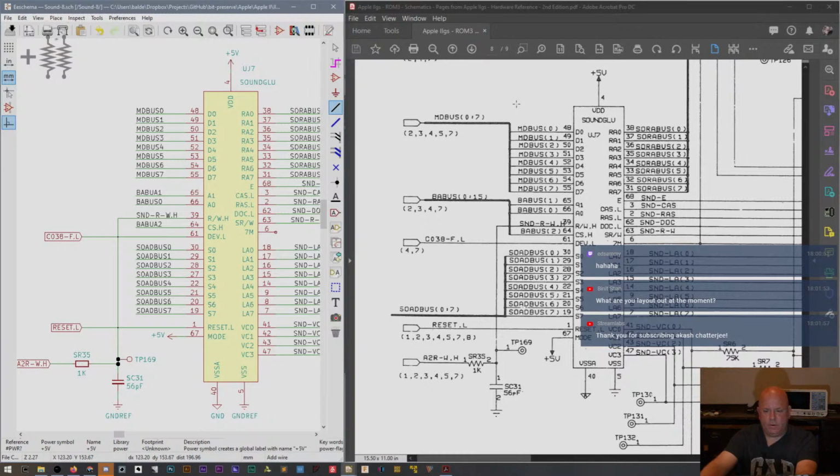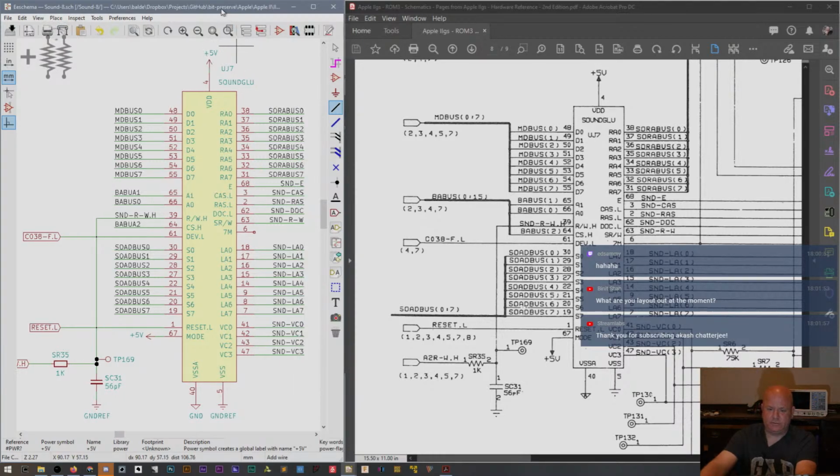So what are we laying out at the moment? We are redrawing the Apple IIGS schematic. This is part of my Bit Preserve project. If you just search Google for Bald Engineer and Bit Preserve, you'll find it. We're recreating vintage schematics for vintage computers and video game systems. So I'm working on the IIGS. Some other people have submitted a number of the other systems like the Commodore 64. I think somebody did the Altair. Yeah, so quite a few.